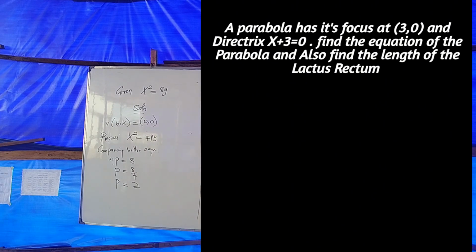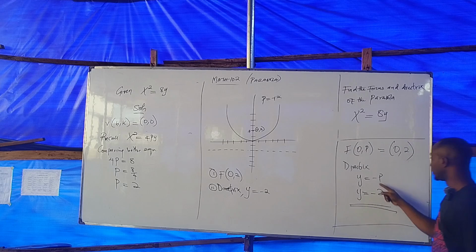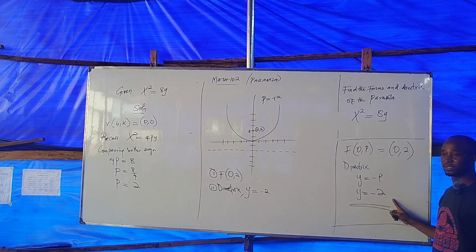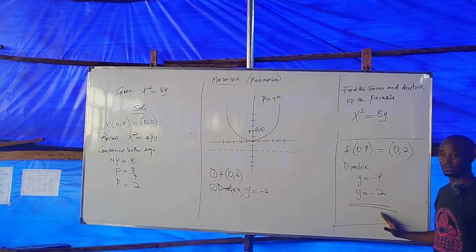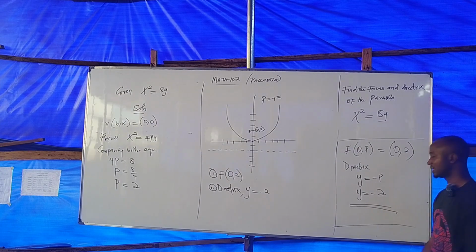So what we did here: the formula is y equals minus p. You agree with me, right? What do you solve as p? It's positive, showing that the parabola is enclosing positive y, so your p is positive 2. Is it clear? So when you put that plus 2 here, y equals minus 2. Is it clear now?